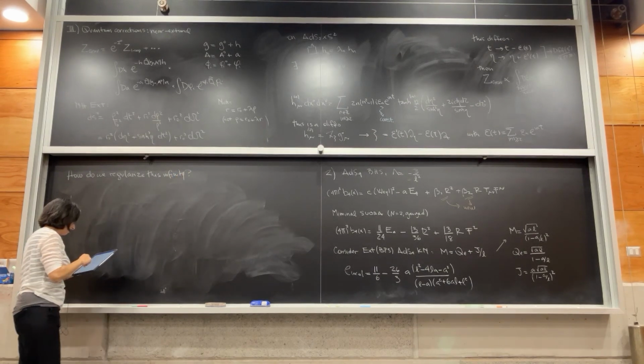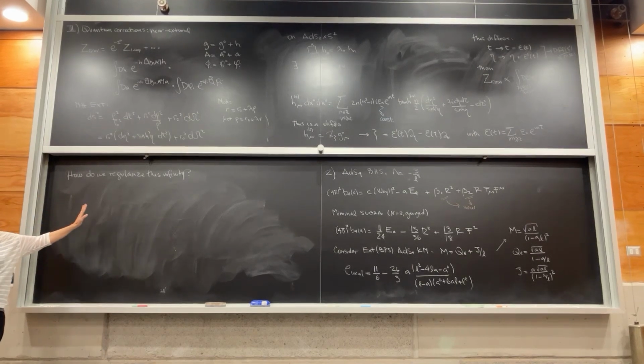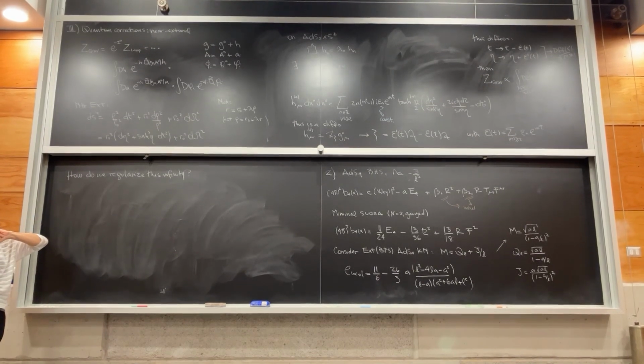How do we regularize this infinity? This is our result from only a few years ago. It's a very, very recent result. So this does not go back to the 70s. This is like 2021. Three years ago, people realized what to do about this divergence.